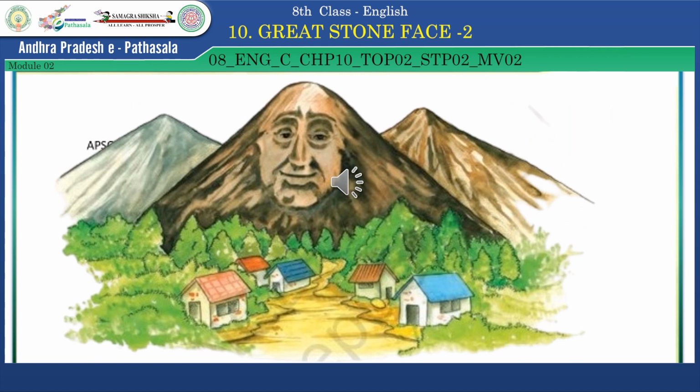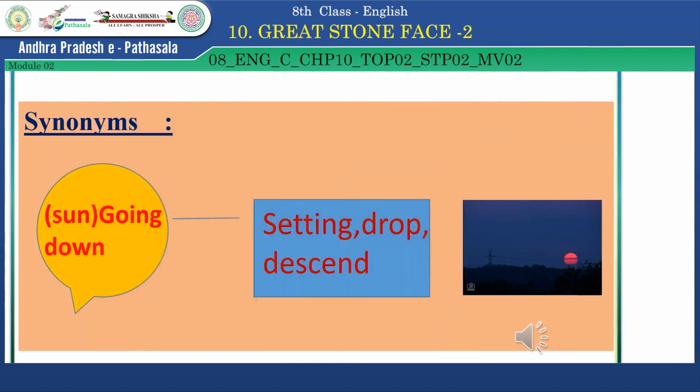Dear all, you are going to learn the next subtopic of this lesson, that is working with language. Here you are going to learn synonyms. Okay? Let's go further. Well, children, let's learn the synonyms of some words given in the text. The synonyms are: first one, going down, sun; setting, drop, descent.